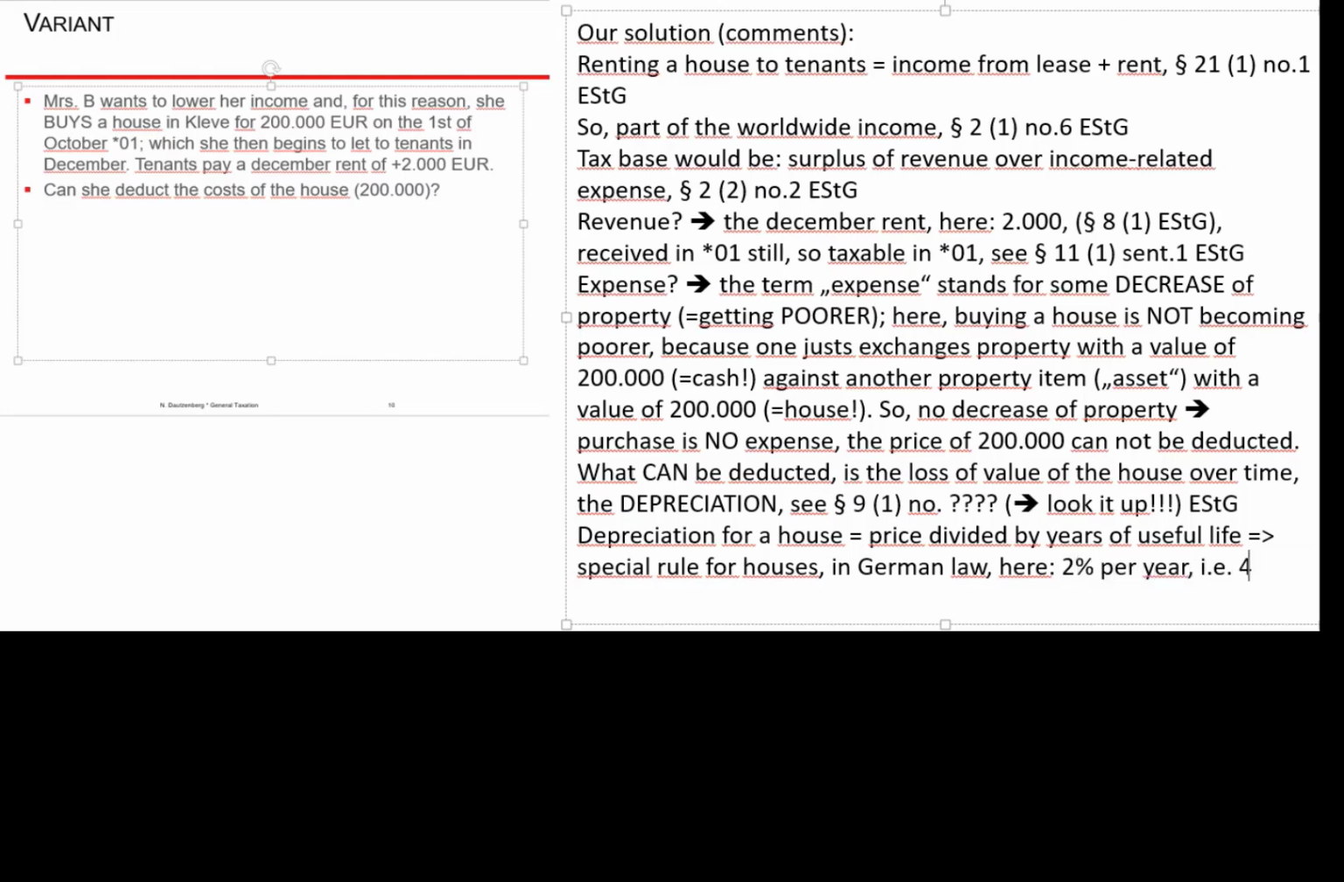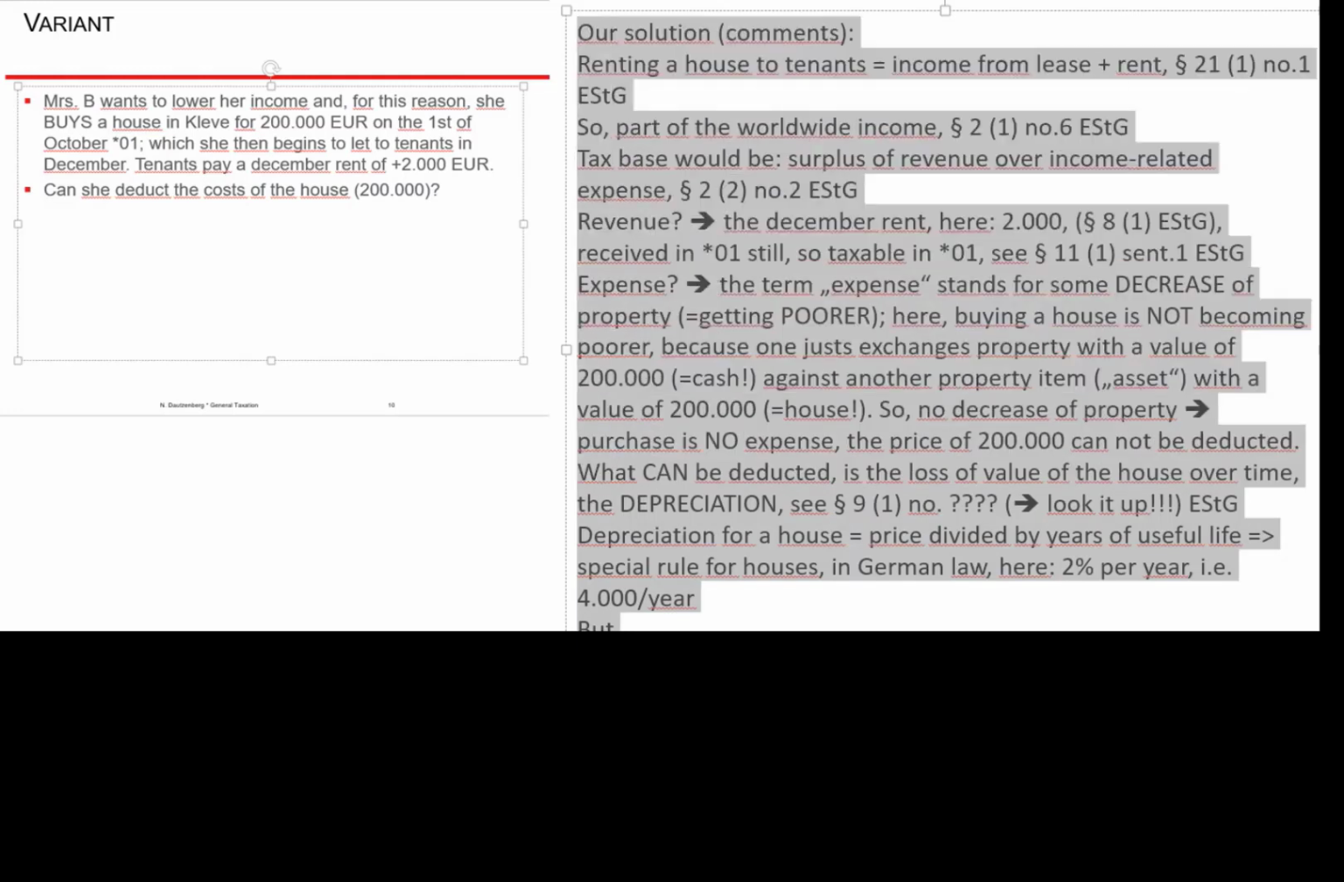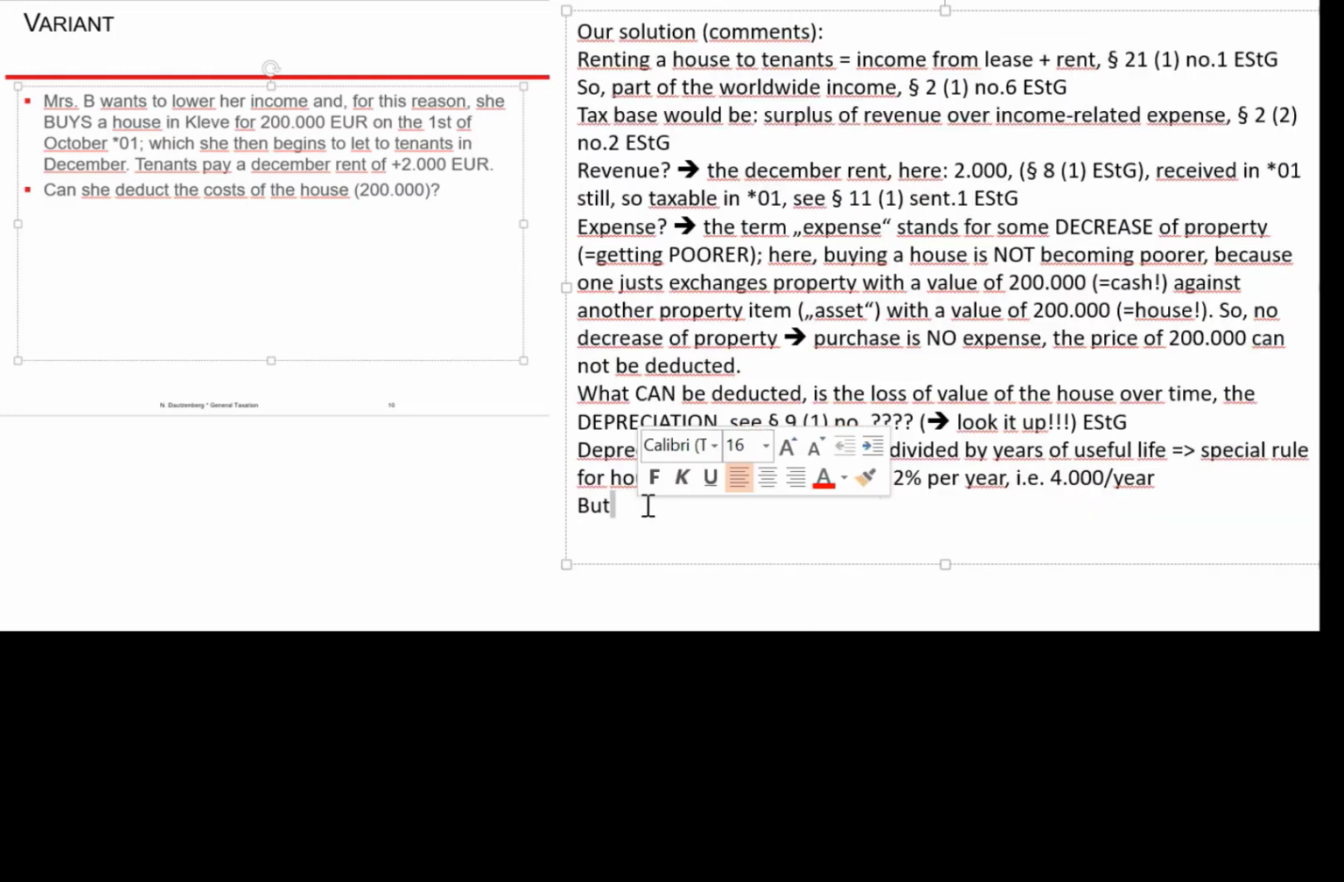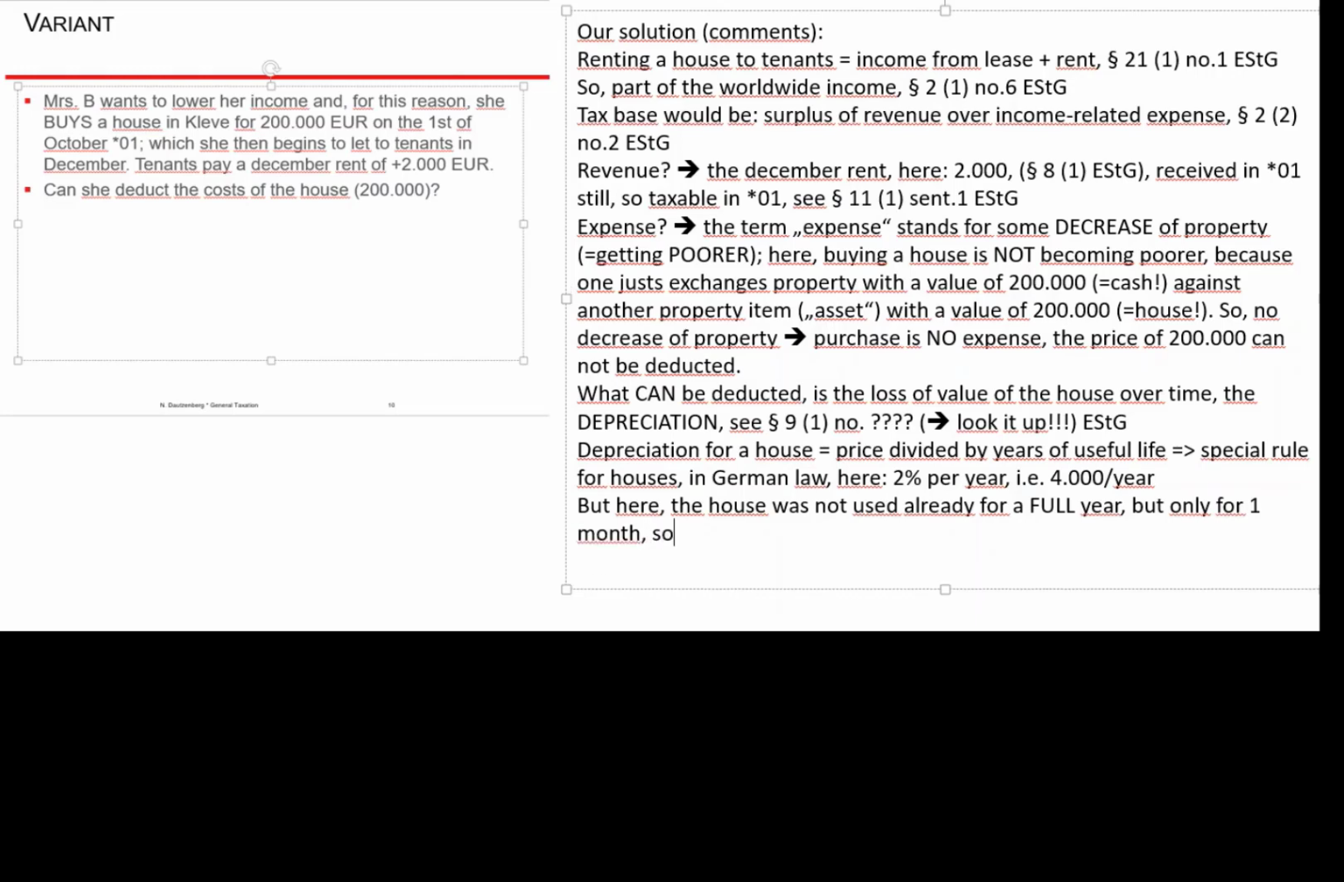That's here, 4,000 per year. But let's take some more space. Easy. But here the house was not used for a full year, but only for 1 month. So the depreciation is only granted for the respective time.